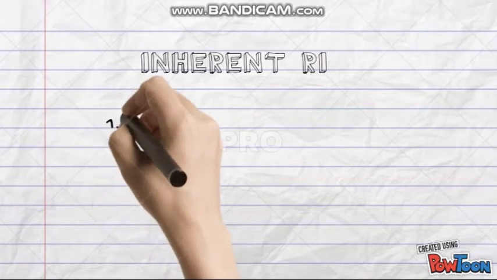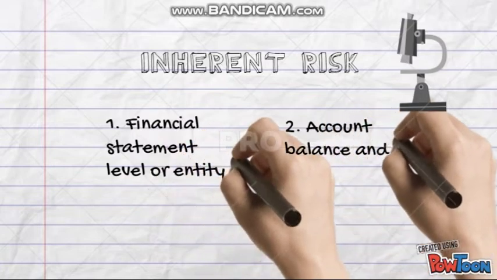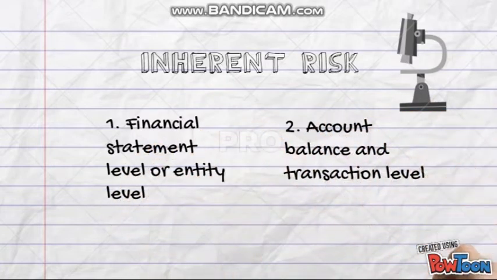Inherent risk can be considered at two levels. 1. At the financial statement level or entity level, consisting of the nature of the client's business, size, number of locations of the company, the management and others. 2. At the account balance and transaction level, consisting of results of previous audits, related parties, non-routine transactions and others.